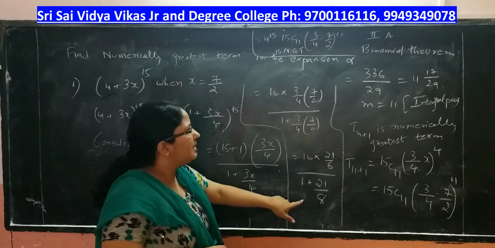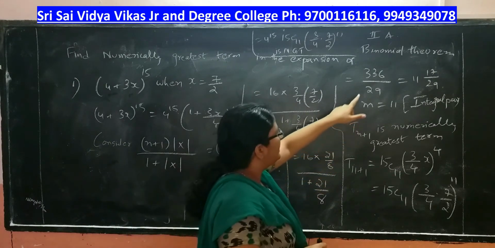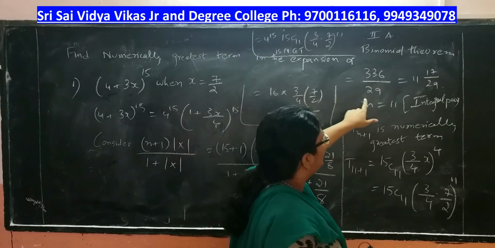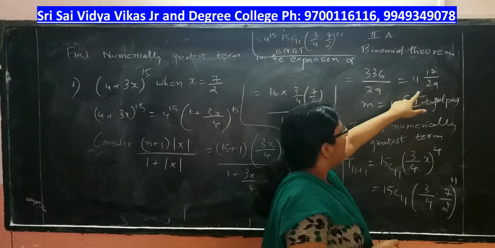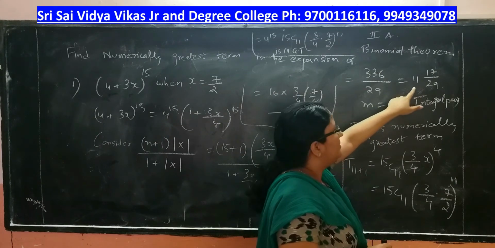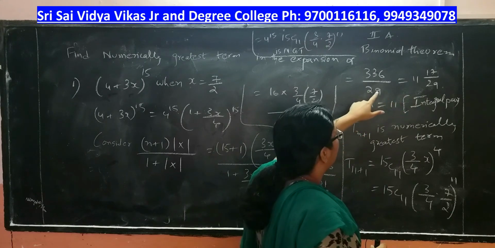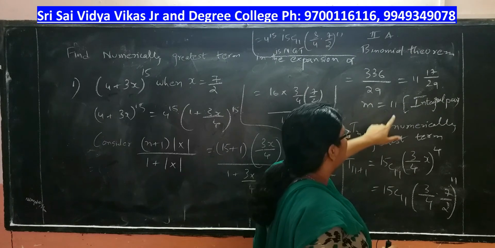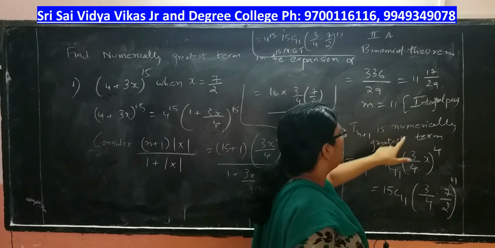If you divide this part, you will get 336/29. On dividing this, you will get 11 17/29. So the integral part here is 11. So the 11th term here, m value is 11. M value is the integral part, that is 11. T(m+1) is the numerically greatest term.